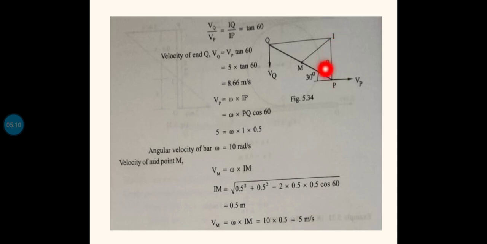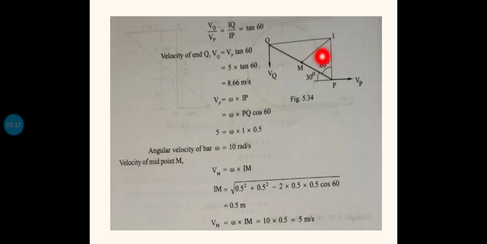See, cos 60 equal to adjacent by hypotenuse, that is IP by OP. If you consider the larger triangle, then cos 60 equal to IP by OP. From that, OP is 1 meter, so IP equal to cos 60 into 1, that is 0.5. So this value also will be 0.5. This is 0.5, this is 0.5. Then you can see that if two edges of a triangle are equal in length, then the angles made by those two equal edges with the other edge will be equal.